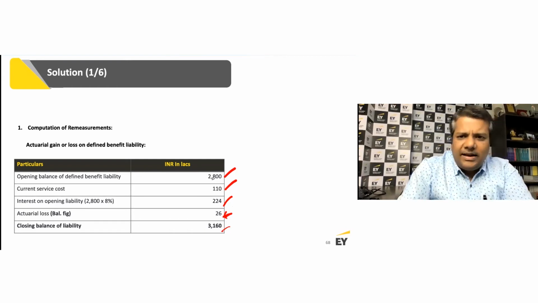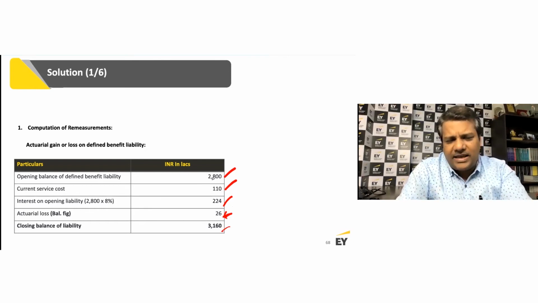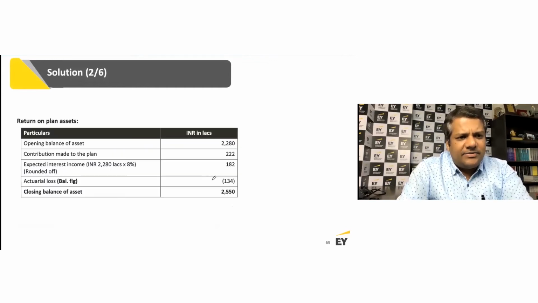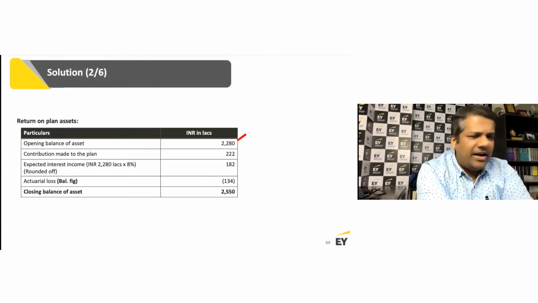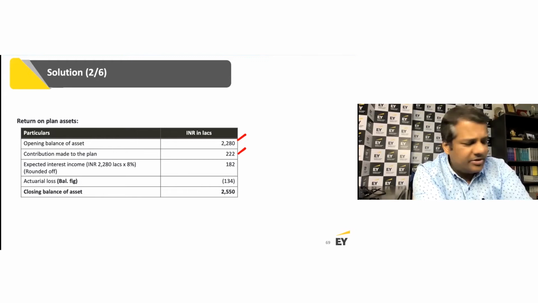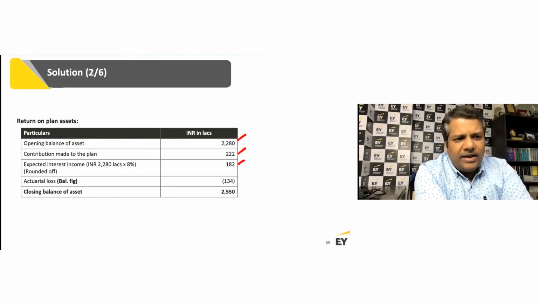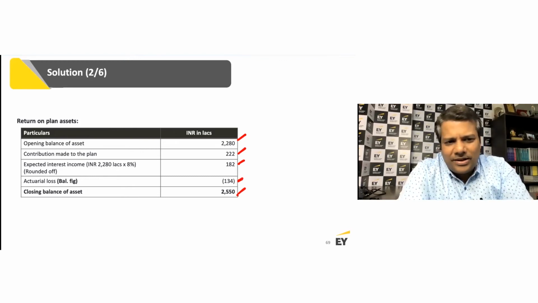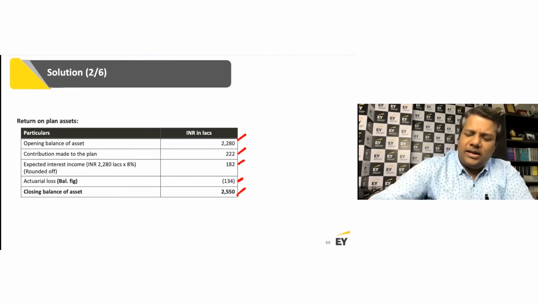All right. Now I'm going to look at my return on plan assets, because I also have the same information there. So I have the plan assets, opening balance is 2,280. Then I have contributed 222. I have then interest income again at the rate of 8%, which is given, which is 182. And then I have the closing balance, which is available. Then this also becomes the balancing number. 134 is actually a balancing number, which is like an actuarial gain or loss.